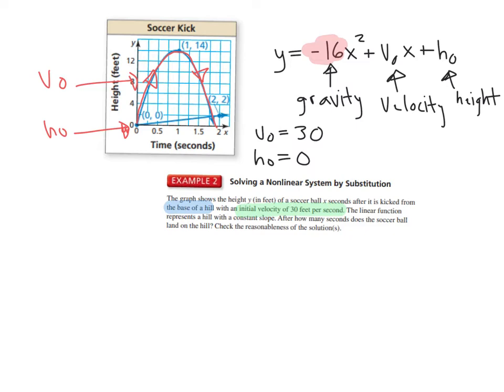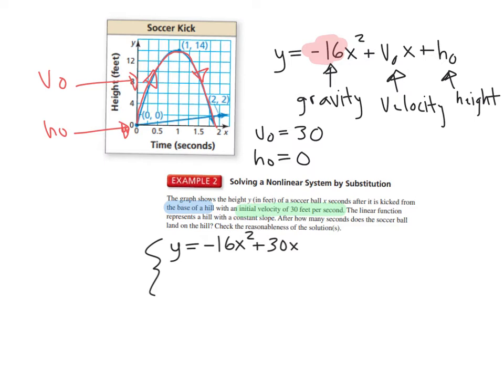With that being said, this creates our first equation in our nonlinear system: y is equal to negative 16x squared plus 30x plus 0. Is the 0 necessary? I would say no. You don't need the 0, but if you need it for the formula, definitely put it in there.